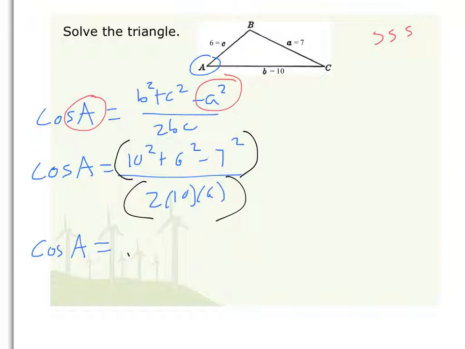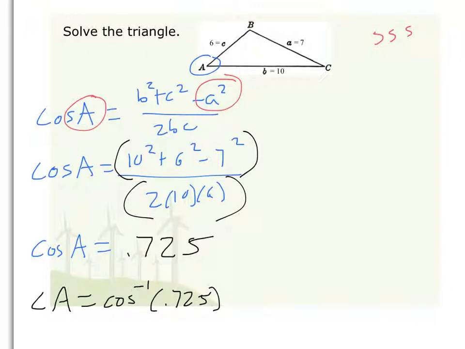And we get 0.725. Okay, and please, please, please at this point don't stop and say, hey, we found angle A. This equation isn't set up to find angle A. It's set up to find angle A's cosine value, which we have, which now means that angle A is going to be equal to the inverse cosine of 0.725, which again is going to come from our calculator, and we see that it's 43.5 degrees. Okay?